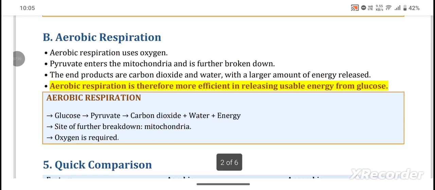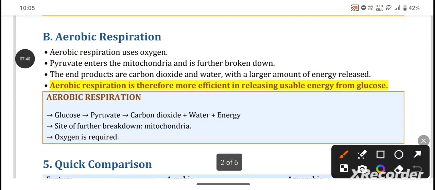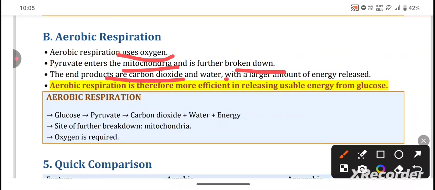Next, aerobic respiration. Aerobic respiration uses oxygen. Aerobic respiration takes place in the presence of oxygen. So the pyruvate which is formed in the cytoplasm enters into the mitochondria and is further broken down more efficiently by the oxygen. The end products are CO2 and water with a large amount of energy released.